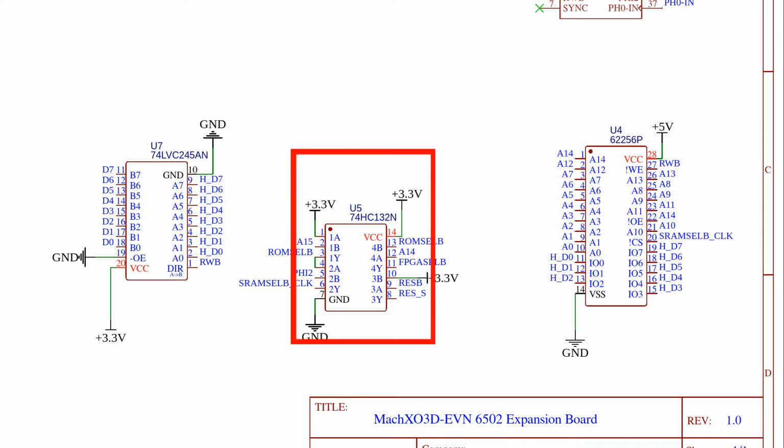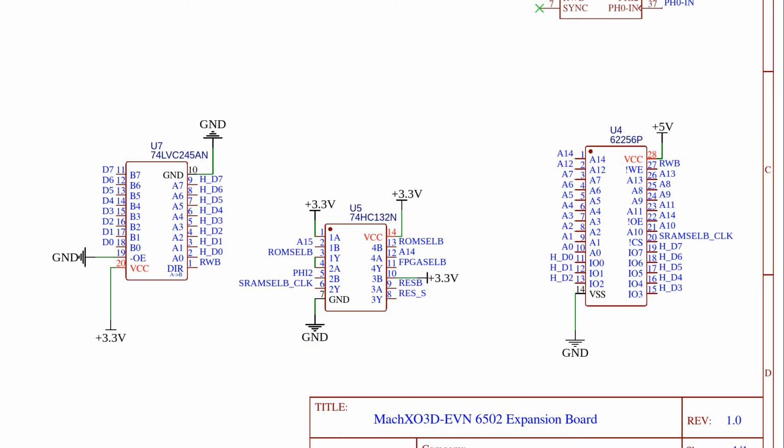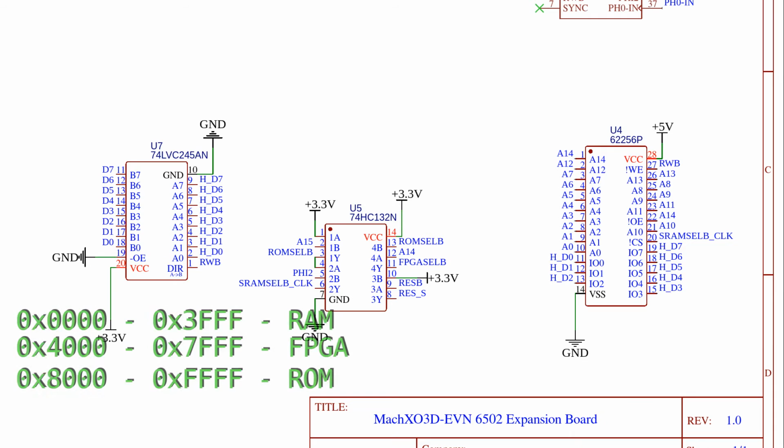This chip right here is a group of negative AND gates, and is where all of the address decoding happens. The address decoding is quite simple. The first 16K of memory points to the RAM. The second 16K of memory points to the FPGA, and finally the last 32K of memory points to the ROM.